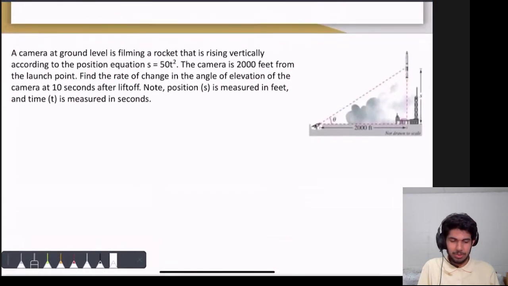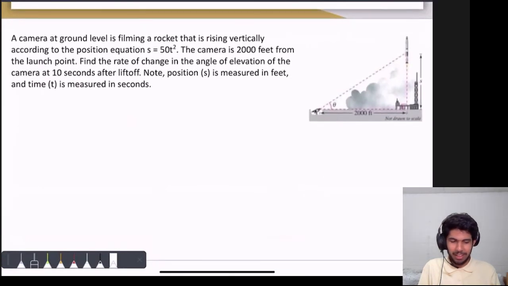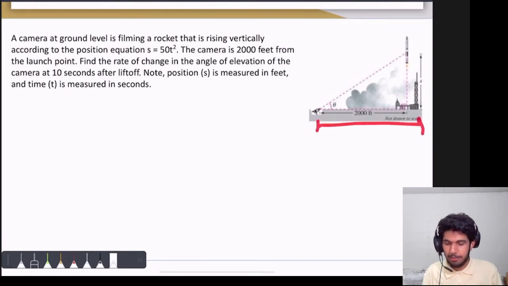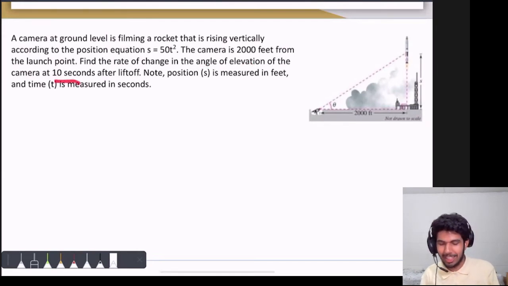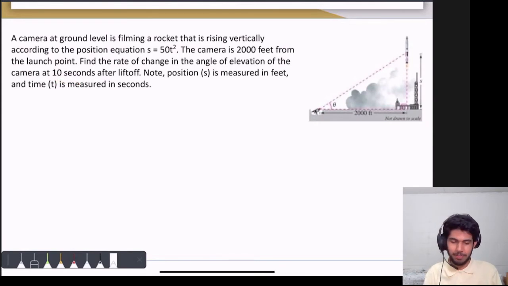So let's do another problem. We can see that we have a rocket ship, so it's getting exciting. A camera at ground level is filming a rocket that is rising vertically according to the position equation s equals 50t squared. The camera is 2,000 feet from the launch point. Find the rate of change in the angle of elevation of the camera at 10 seconds after liftoff.